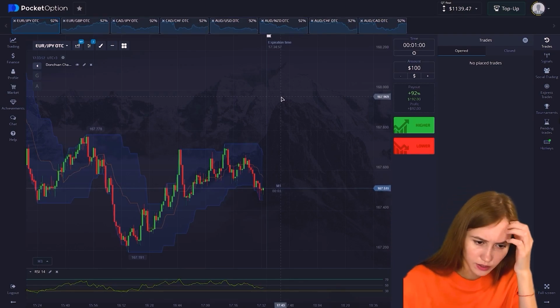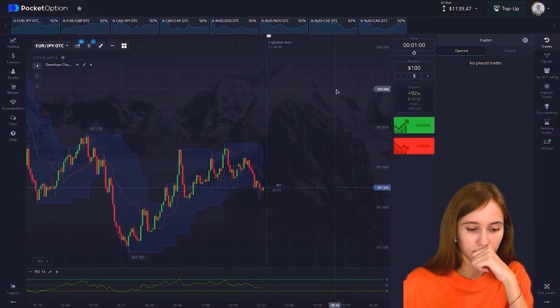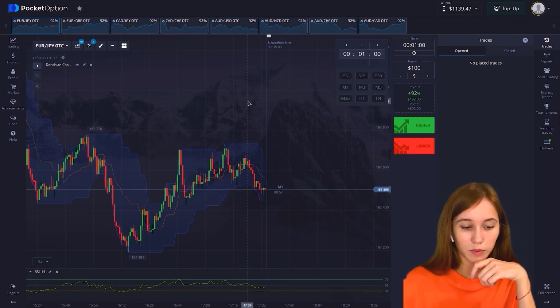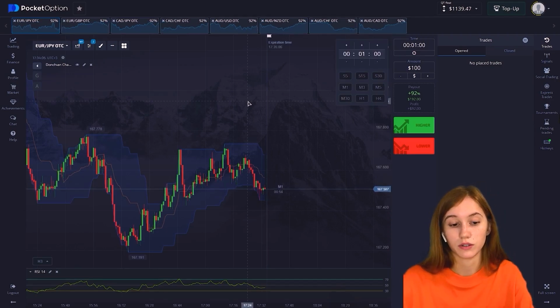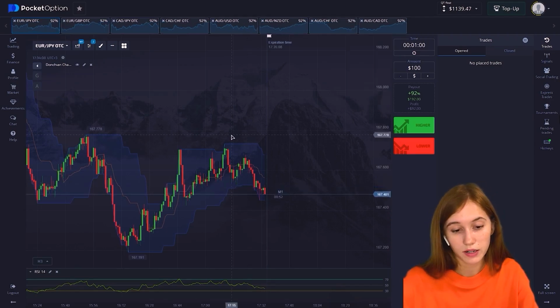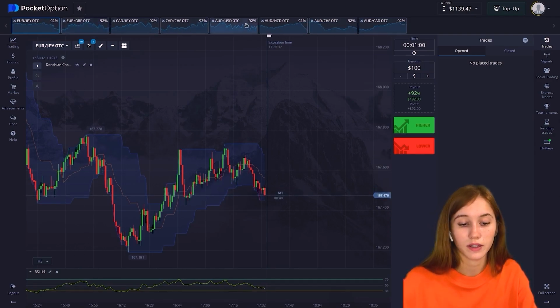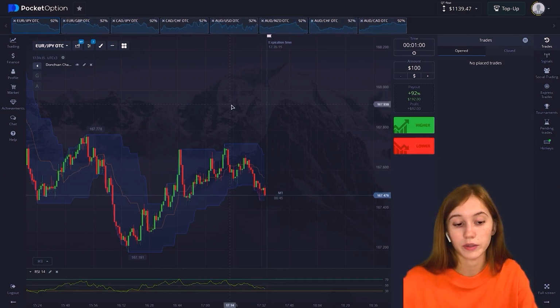Let's go through the settings. The deal time is 1 minute. Then we choose what to trade on. This per concept, as I will also note, the payout rate is more than 90%. The higher the better. I do not recommend trading below.